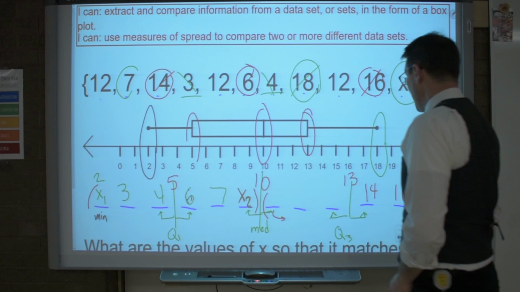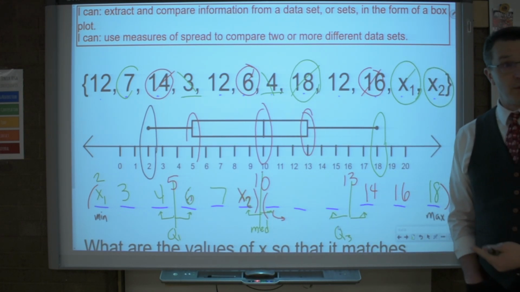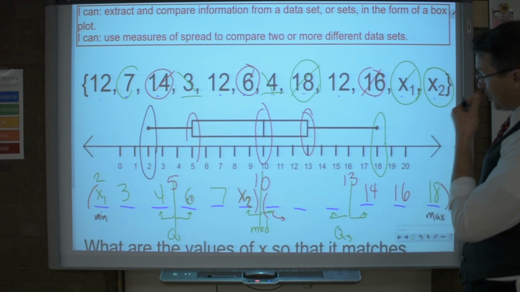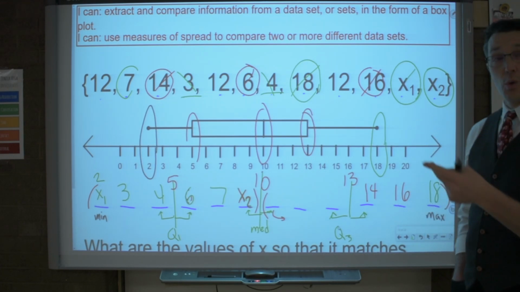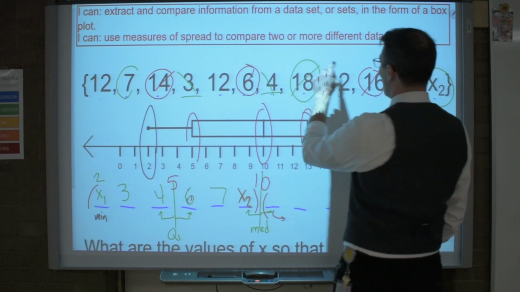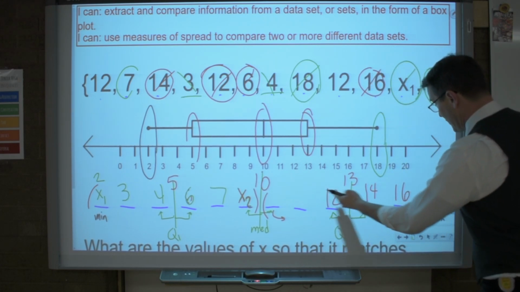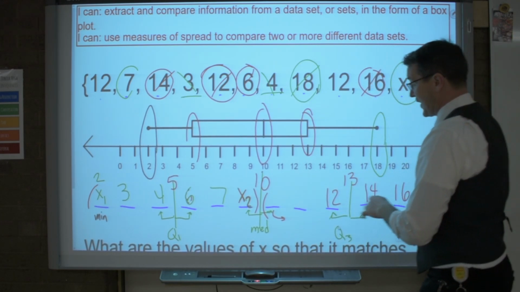But now I can say, okay, do I have a number that when I add it to 14 and divide it by 2 will equal 13? Let's see, 14 plus 12 will give me 26, divided by 2 is 13. Do I have a 12? Ooh, I do, I have two 12s. So I'm going to use that 12 right here. So this is all fitting nicely, it's giving me 13, it's fitting my data.